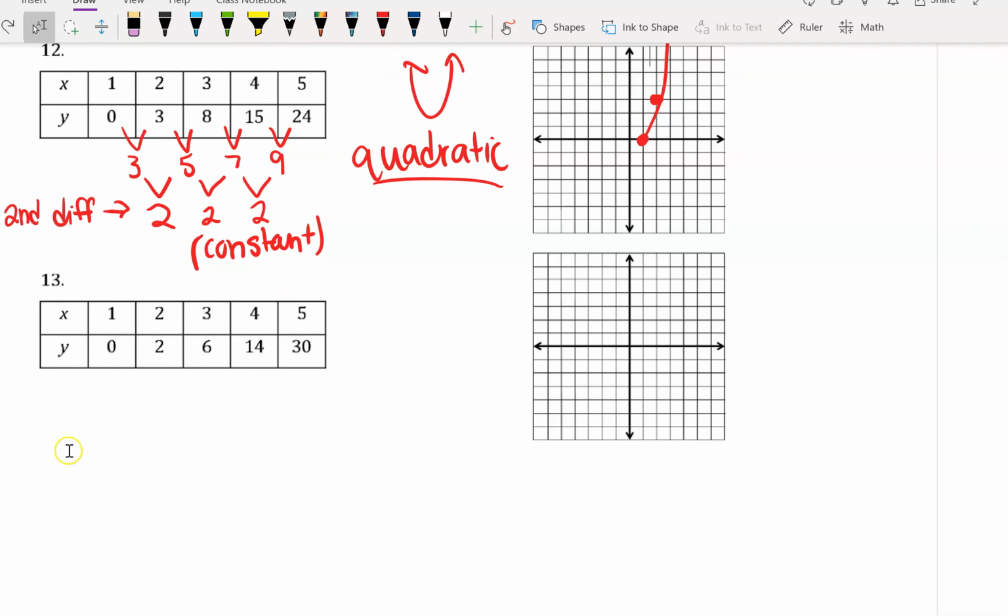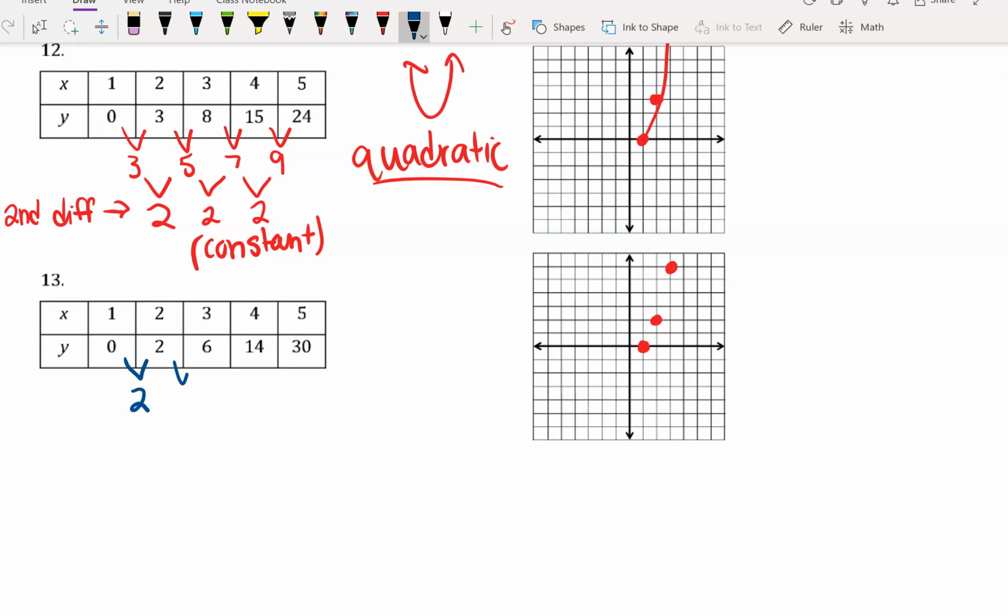We'll graph this. We see the points 1, 0, 2, 2, 3, 6, and then 4, 14, way off the graph. So again, it appears to be curving, so it's either quadratic or exponential. I've looked to see if we see any kind of pattern here, and I don't notice a pattern, so I'm going to check the differences again.